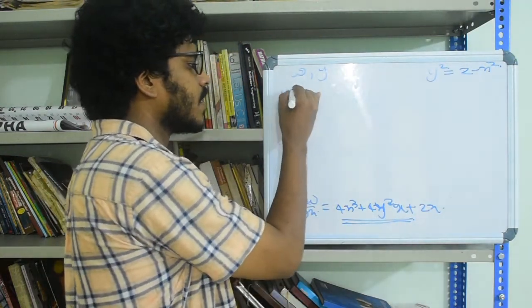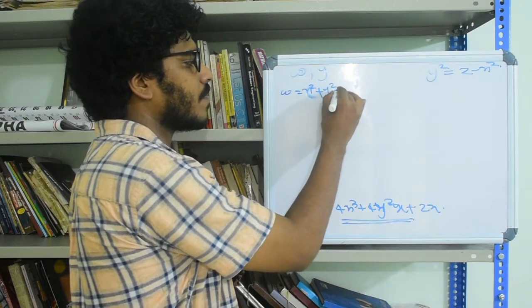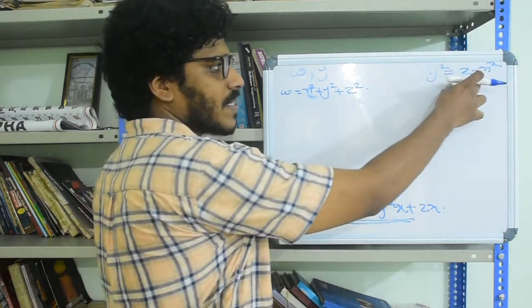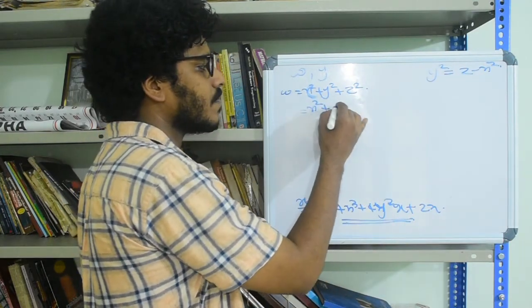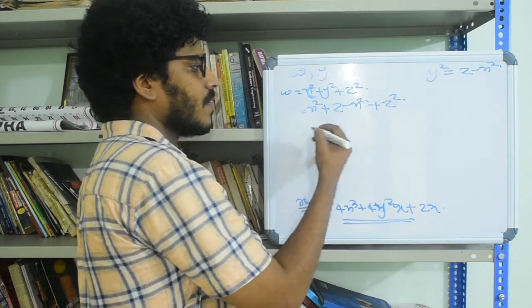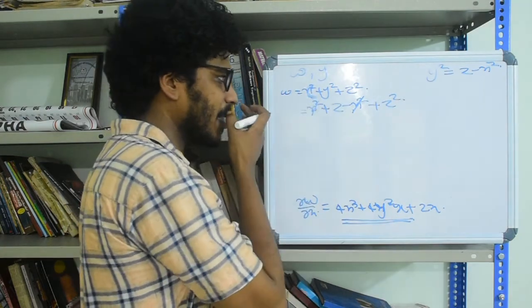Right, we have the function W equal to X square plus Y square plus Z square. Now we can replace this expression for Y square here, which gives X square plus Z minus X square plus Z square. So this X square and this X square may be cancelled out as they have opposite signs.